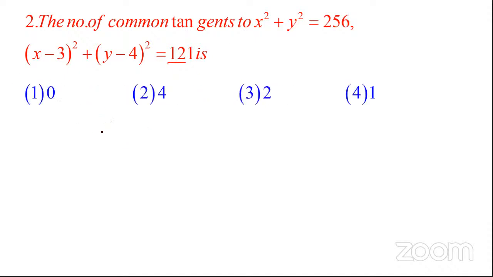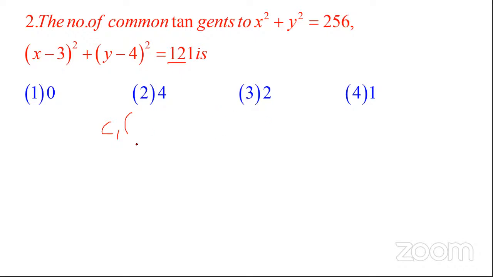Then we can find the C1 value same as in the previous one. For the number of common tangents: if the circles do not touch each other, that is C1 C2 is greater than R1 plus R2, then we have 4 common tangents. If they touch each other externally, we have 3 common tangents. If they touch internally, we have 1 common tangent. If one lies in the other, we get 0 tangents.